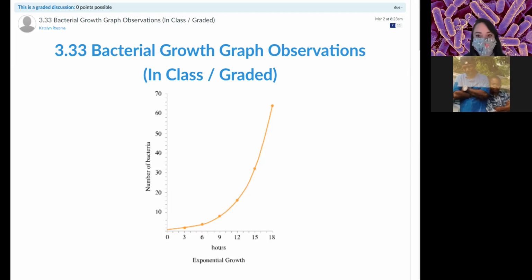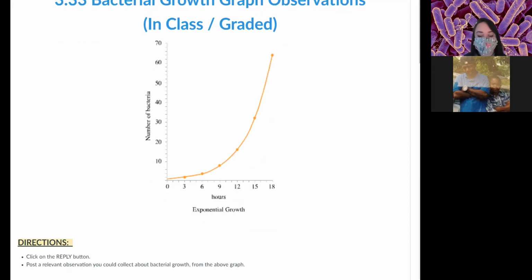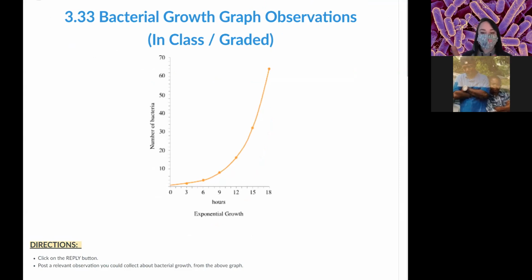So very simple task here. I want you to look at this graph, click the reply button and post. When you look at this graph, what is a big takeaway you get from this about how bacteria grow? And you're going to click on the reply button. And what is a big takeaway or something that stands out to you about how bacteria grow from looking at this graph? Okay, so I'm going to give you about 3 minutes to do that right now, and then we're going to check back in and move on. Okay, so right now, click the reply button, post your response, and then we'll check in.